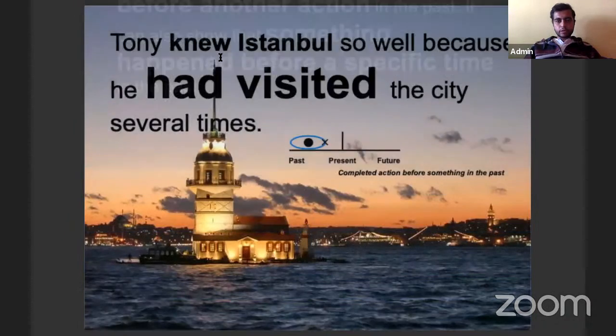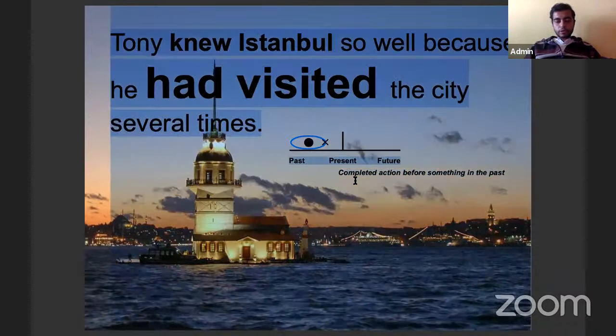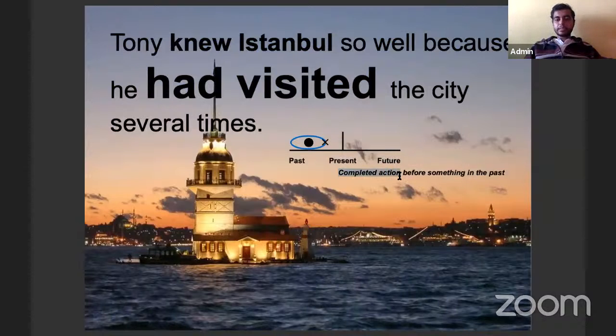Before he knew Istanbul so well. So this is past perfect. Had visited. Something had occurred before something else in the past. What happened in the past? Tony knew Istanbul very well. And why did Tony know Istanbul well? Because earlier he had visited the city several times. So he completed this action of visiting Istanbul before something, which is here knowing Istanbul well in the past.